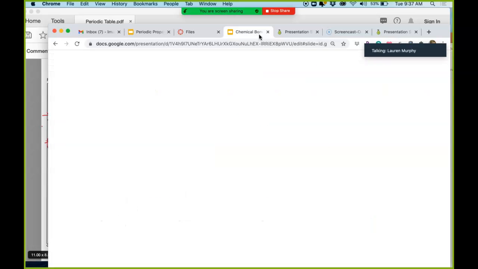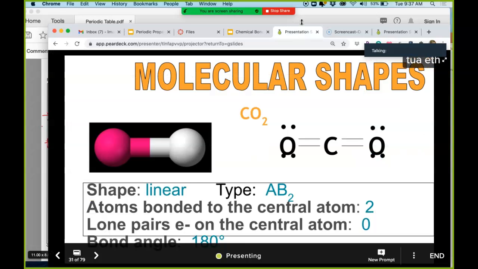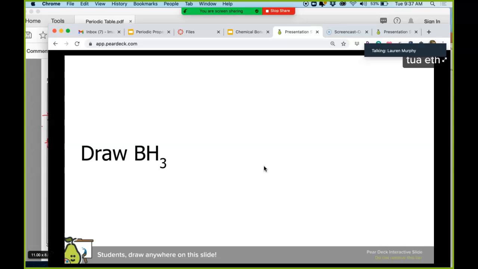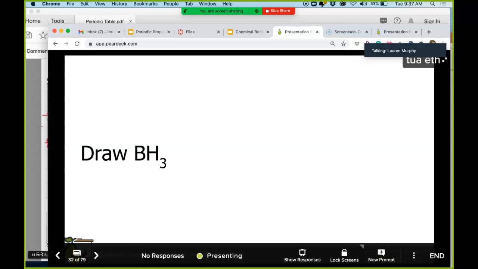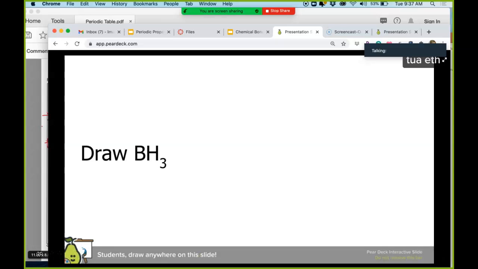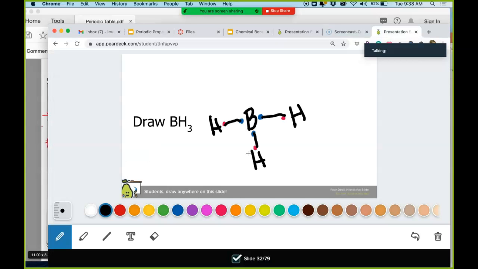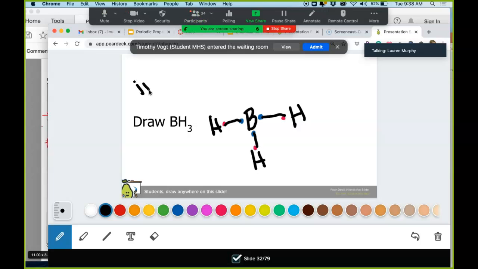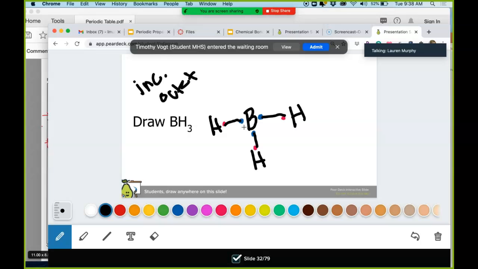All right, so we're practicing now, right? I would like you to draw BH3. So I'm going to give you a second. Okay, so this is what you should get for BH3. Notice this is an incomplete octet. The boron only bonded 3 times, which means it only has 2, 4, 6 electrons around it, and it is stable like that. It is okay.